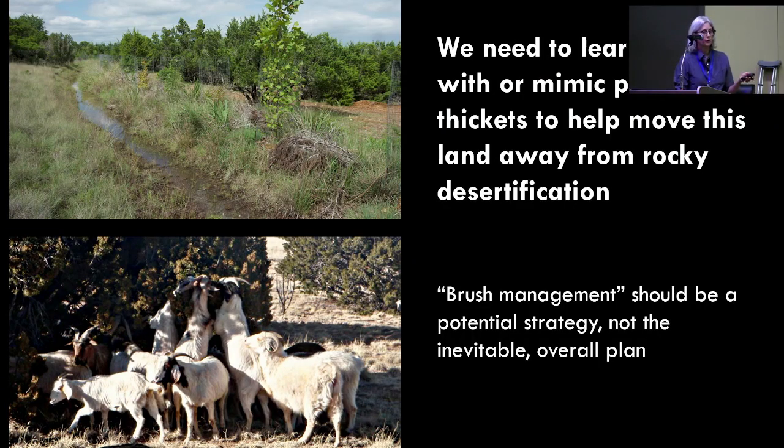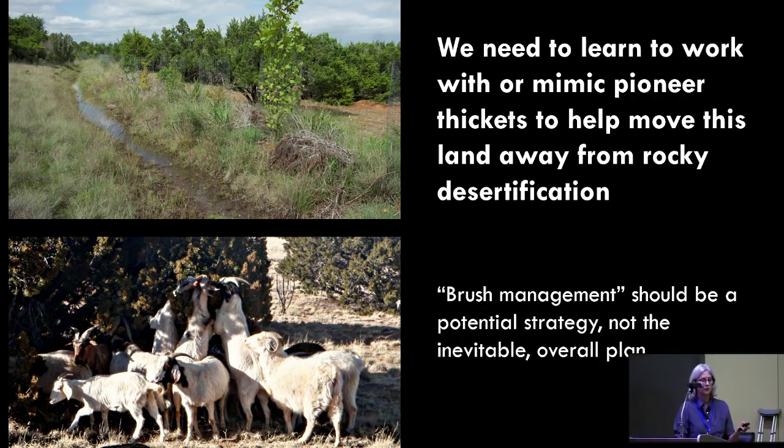We need to learn to work with or mimic pioneer thickets to help move this land away from rocky desertification. Just in those pictures, two little examples: installing bioswales on contour. Remember the little mini detritus berms I was talking about? The same thing, a little bit larger scale. That one was constructed to go through a really degraded area of pioneering thicket, and now look at it, it's lush and gorgeous. Also, using things like boar goats to help do fire breaks and shaded fuel breaks, integrating that.